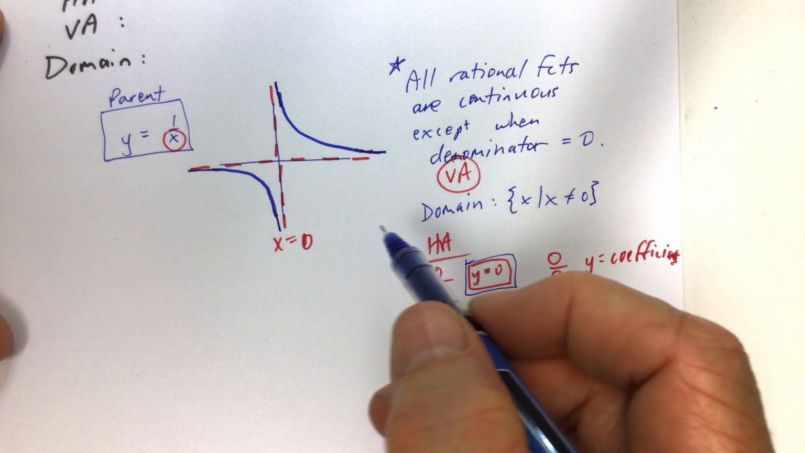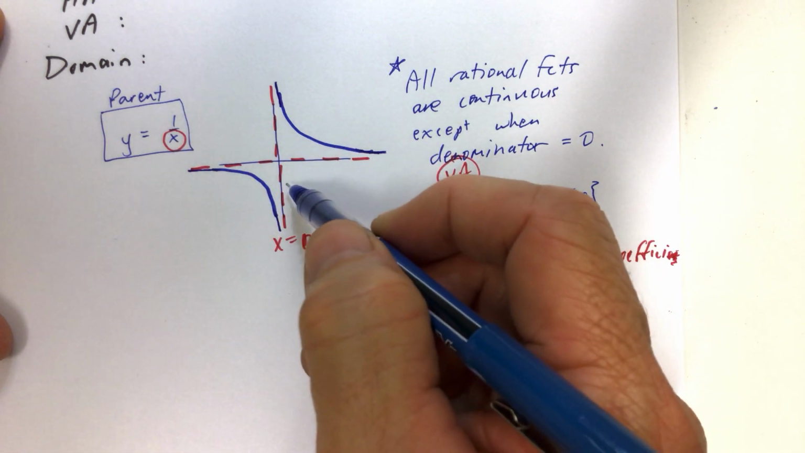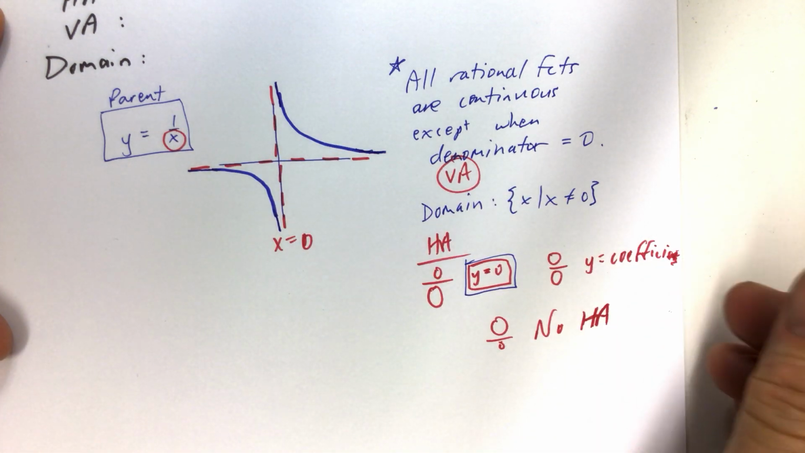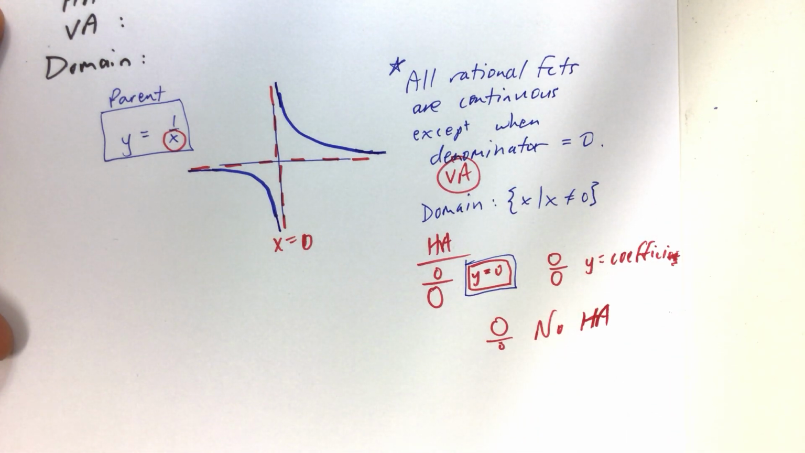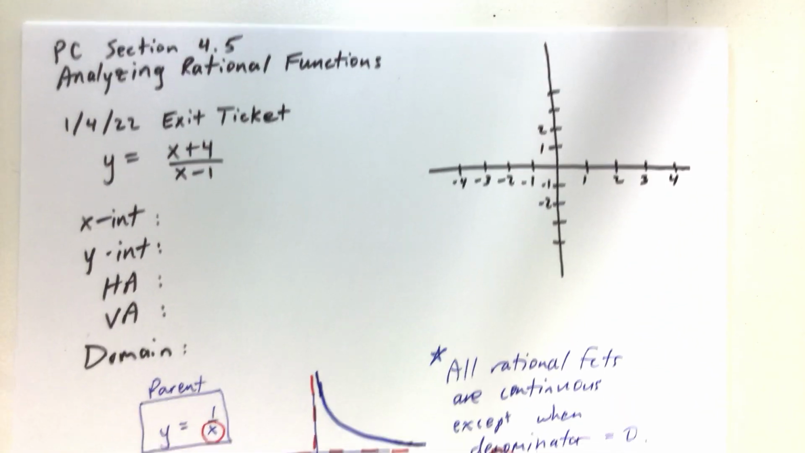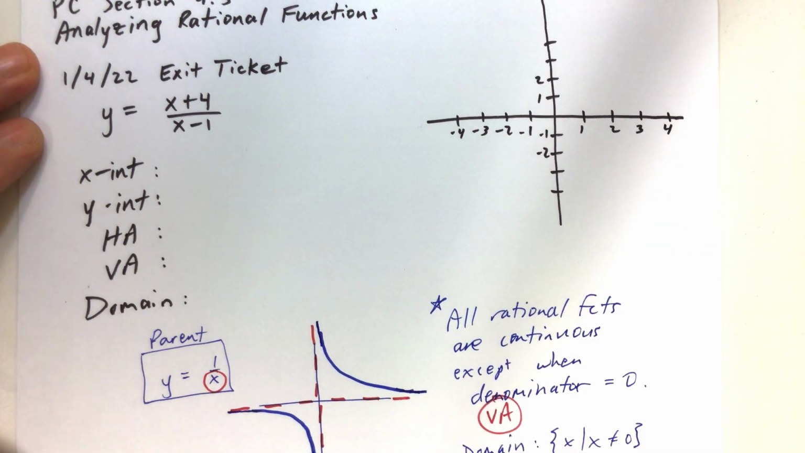We can see we have no intercepts, because if we let x equal 0, that doesn't exist. Can't have a y-intercept, and there's only one way that a fraction can equal 0, and that's if the numerator is 0. So we don't have an x-intercept either. Okay, so let's apply those ideas to the function that you were given for the exit ticket.